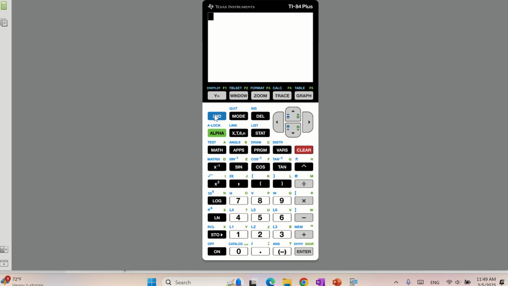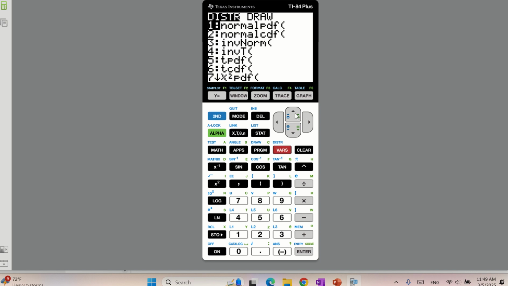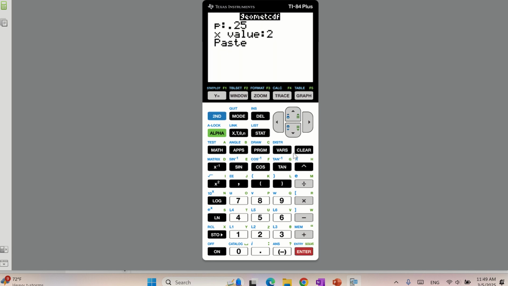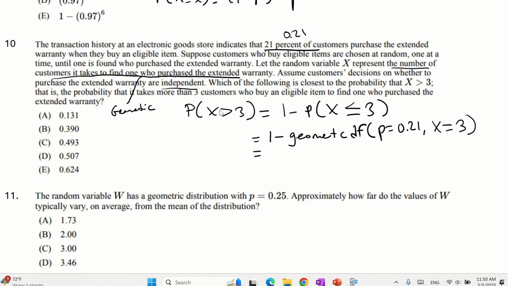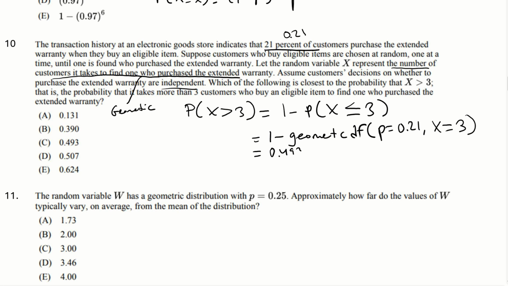All right, so let's go ahead and calculate it. So we got 1 minus, and then we got to do second vars, go to geometcdf, and then we can type in this value, what was this value again? It was 21%, 0.21, and then x equals 3. We get 0.493. All right, so we got 0.493. So the answer is C.